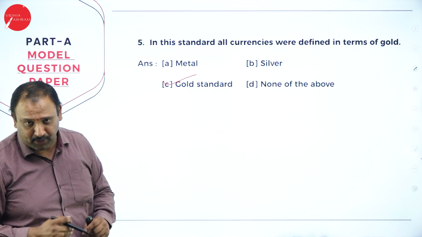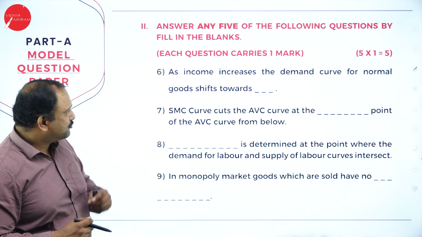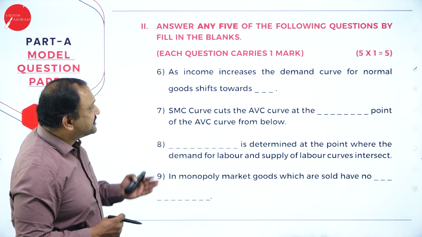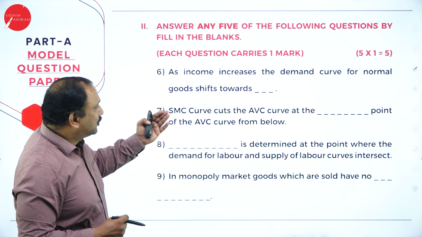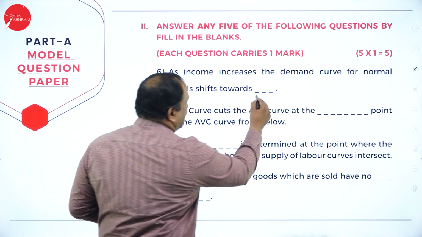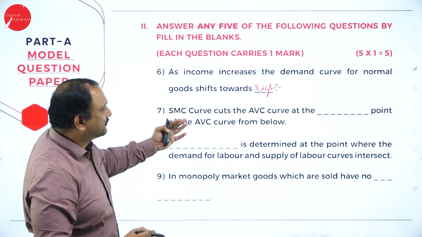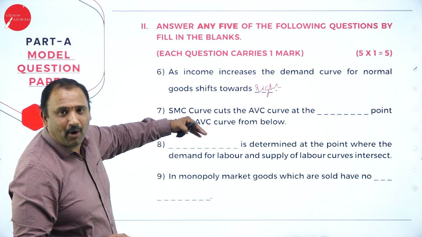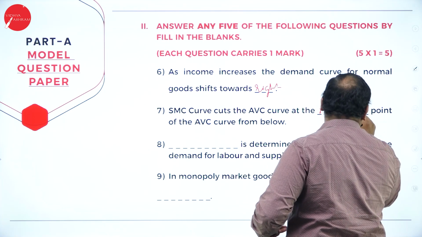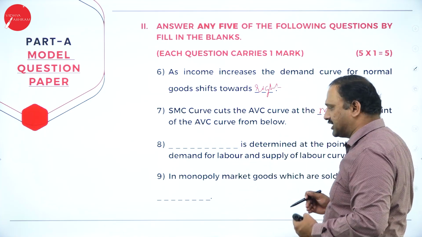So with this, we come to the end of the multiple choice questions. Let's move on to the fill in the blanks, which is coming up. As income increases, the demand curve for normal goods shifts automatically towards the right. That's where we have to start going towards it. This will go towards the right. The SMC curve cuts at the minimum point. So when it goes beyond that minimum point, and once it starts going down, we come to the shutdown point.